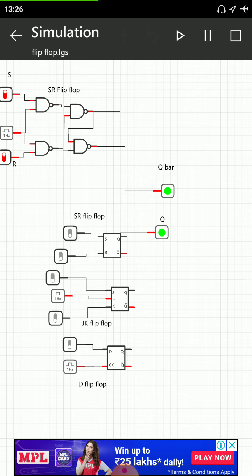So that is the end of your flip-flops: RS flip-flop, D flip-flop, and JK flip-flops. The other one, T flip-flop, is also present in this app. You can practice and see the truth table.